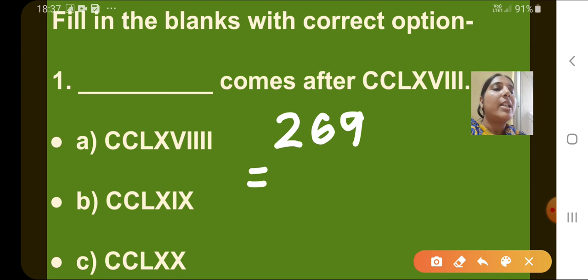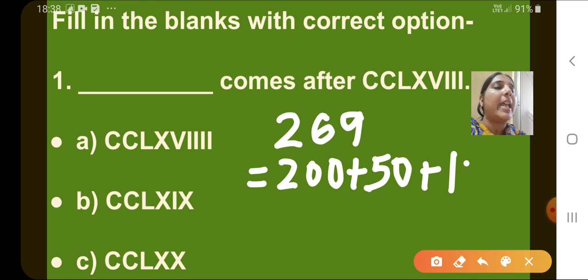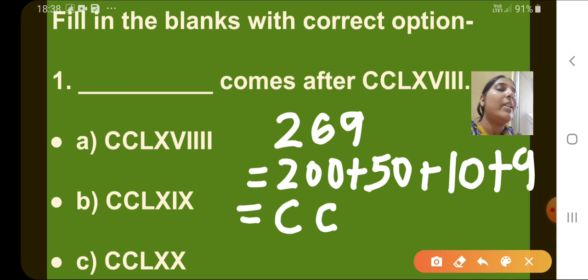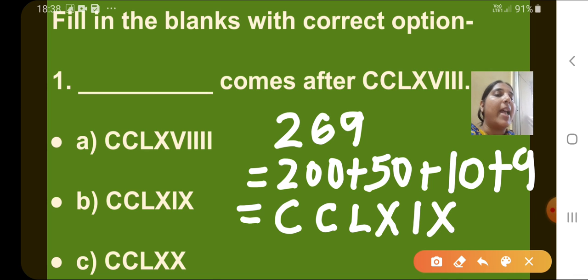First we can write it in expanded form. So 200 plus 50 plus 10 plus 9. We can write it in this way. So how will we write 200 here? C, twice we will write. Then how will we write 50? L. Then how do we write 10 in Roman? Yes, X. And then how do we write 9? We write IX for 9.